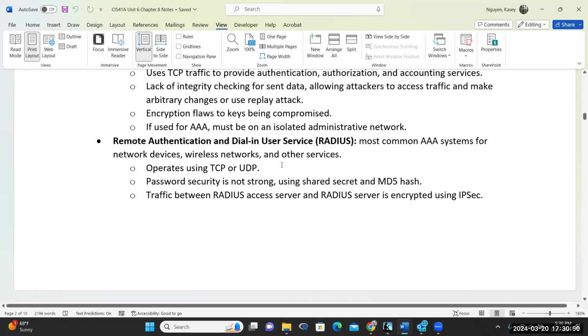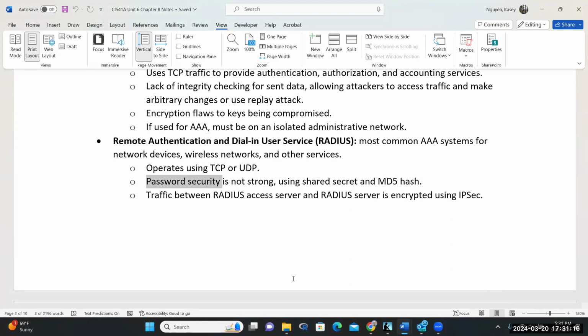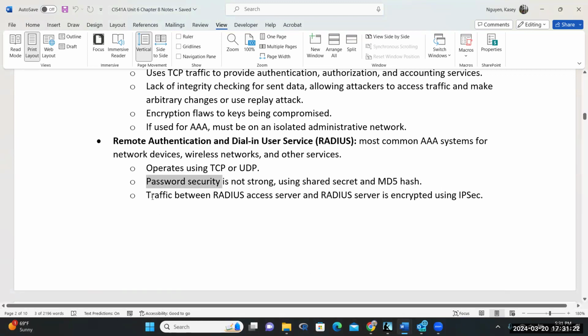This one operates on TCP and UDP, but if the password is not strong, and it uses a weak hash algorithm, this one has been compromised. So you want to have something that's more secure. If you have Radius in your network, you've got to beef up your password game. The policy needs to be implemented and the users have to practice strong passwords. And then you need to protect the traffic, so it is better to implement IPsec because it does the tunnel and the headers are going to be different.